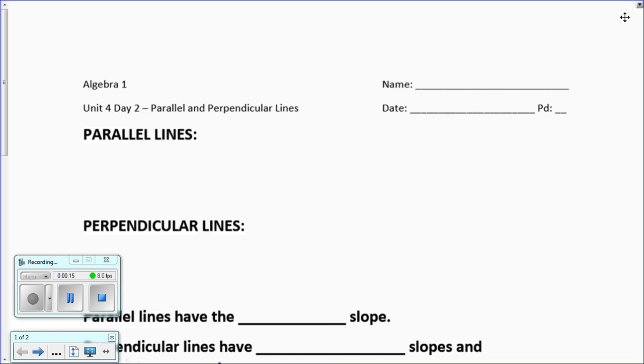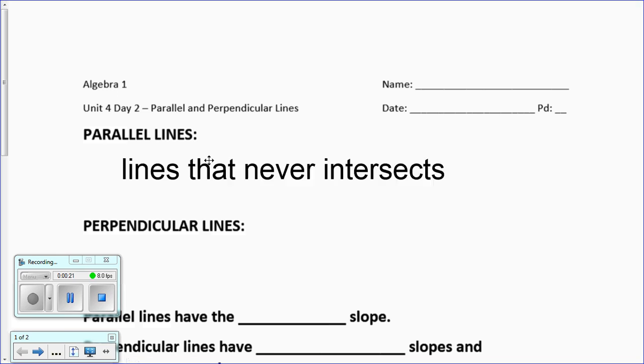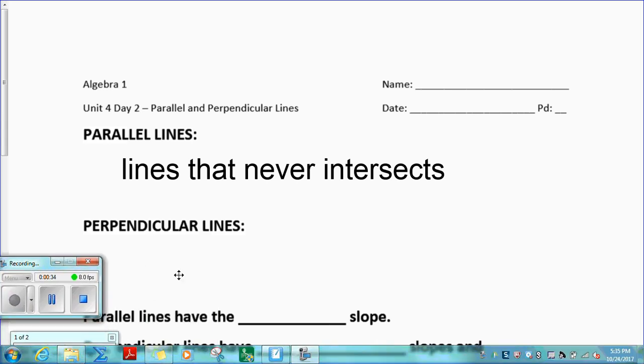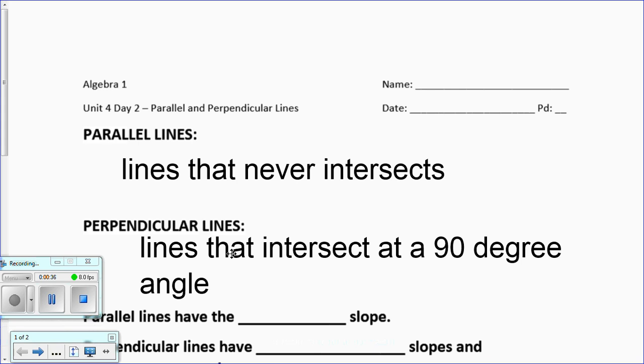Let's start with definitions. Parallel and perpendicular lines are things that you've already probably heard about. We're just going to do a quick review on the vocab. Parallel lines are lines that never intersect at all. So they never cross whatsoever. That's it. Perpendicular lines are lines that intersect, but they intersect at a 90-degree angle.